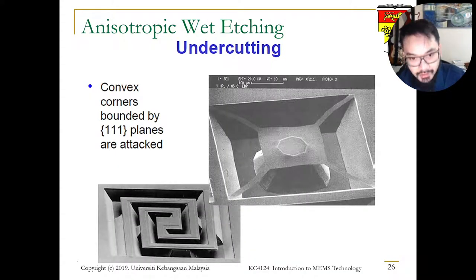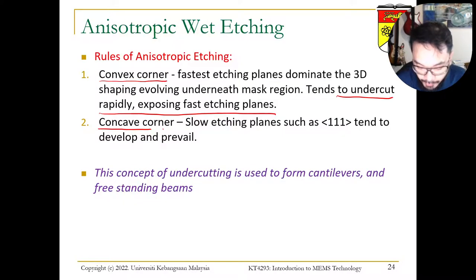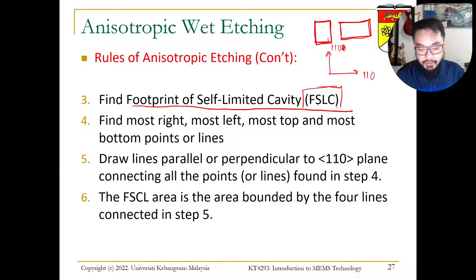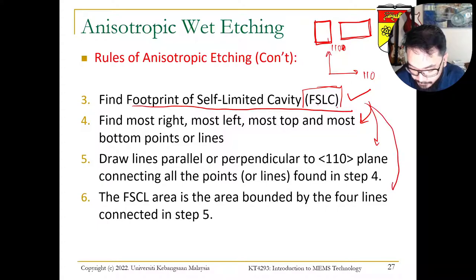This is some other example as well. So the first rule of anisotropic etching: determine whether it's a convex corner or a concave corner. If it's a convex corner, then undercutting will occur. If it's a concave corner, 1-1-1 will be exposed and prevail. And then the third rule is to find the footprint of the self-limited cavity, FSLC. So how do we find FSLC? We need to follow rule number 4, rule number 5 and rule number 6.